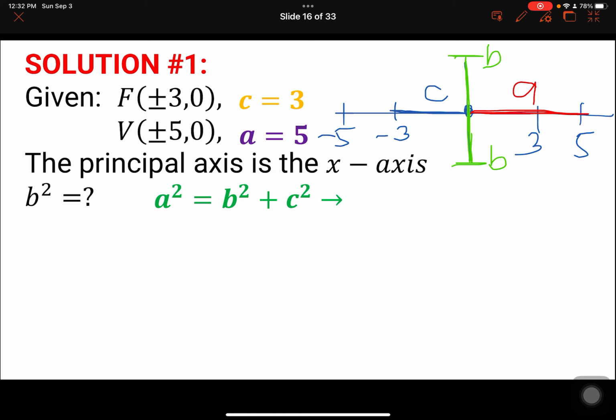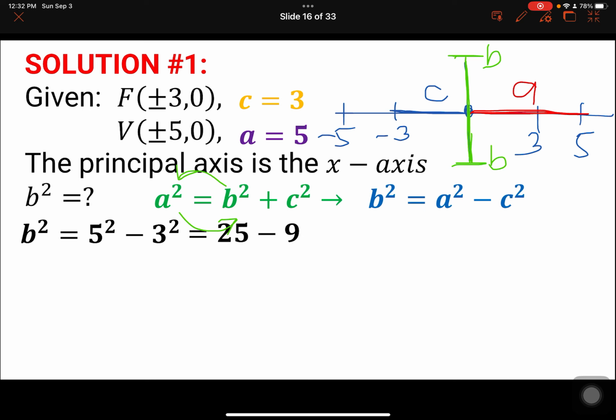Okay? So, using the transposition, we can have B squared is equal to A squared minus C squared. So, transpose mo lang yung B, papunta dito. Then, yung A papunta dito. Okay? Next. So, substituting the values of A and C, B squared will be 5 squared minus 3 squared. So, 5 squared is 25. 3 squared is equal to 9. Therefore, B squared will be equal to 25 minus 9 is equal to 16. So, getting the square root of both sides, we will get positive negative 4. So, our B will be positive negative 4.